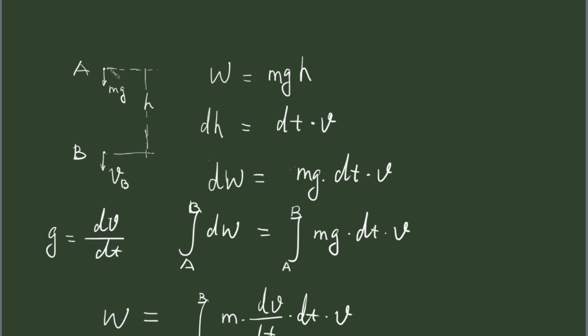And mechanical energy is the total of potential energy and kinetic energy. At point A, kinetic energy is 0 and potential energy is mgh. At point B, the potential energy is 0 and kinetic energy is mgh.